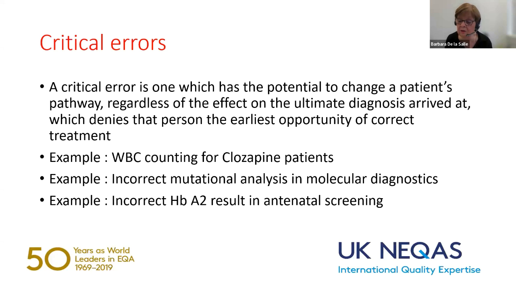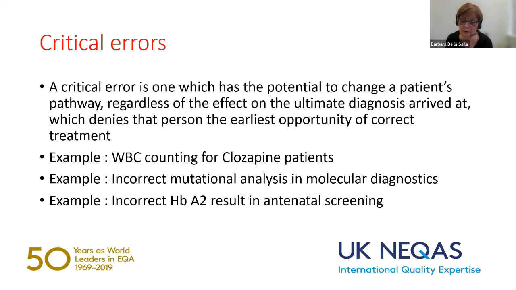If you get the incorrect result on a qualitative test, if you get the incorrect mutation analysis in molecular diagnostics or blood group or something like that, obviously that is a critical error, because that potentially could affect that patient's choices. For example, their reproductive choices. It could mean that they get the wrong blood, or blood of the wrong group. It could have an enormous impact upon them.